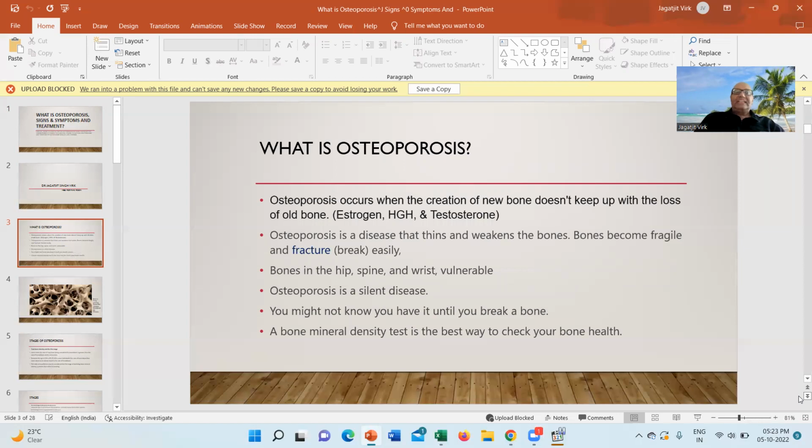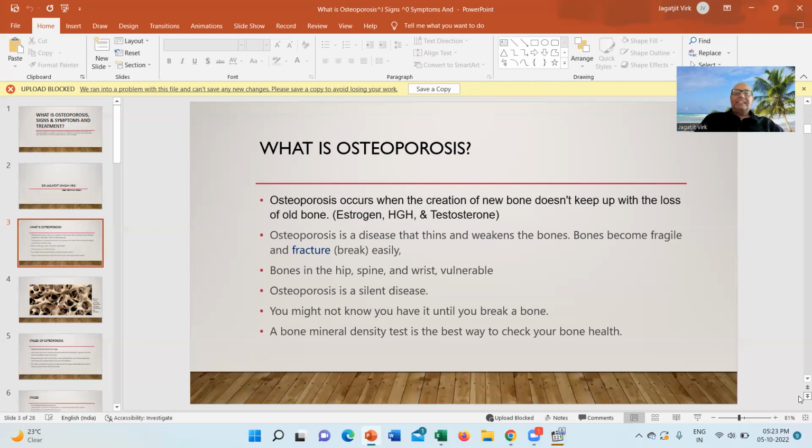Osteoporosis is a disease that thins and weakens the bones. Bones become fragile and fracture or break easily. Bones in the hip, spine, and wrist are more vulnerable to fractures. Osteoporosis is a silent disease because there may not be any signs or symptoms. One may know only when there is a sudden fracture of the bone. You might not know you have it until you break a bone.